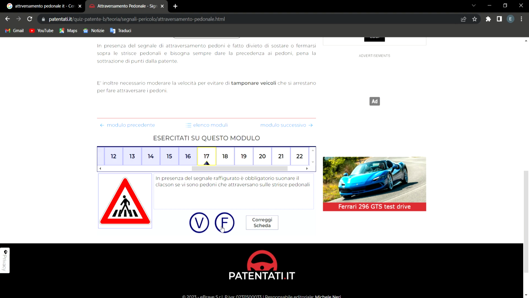This very answer is false. You don't need to make use of your horn. In a situation whereby you find someone crossing on this very road, all you need to do is stop. So number 17 is false.